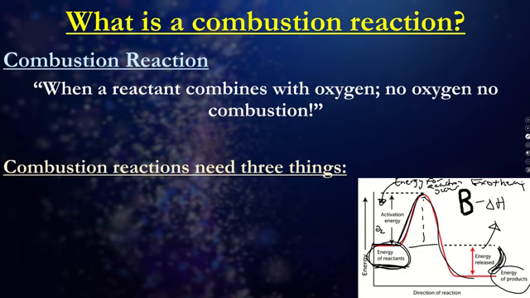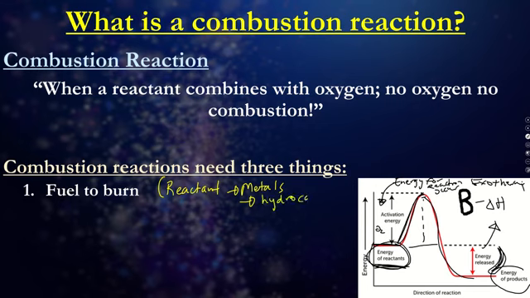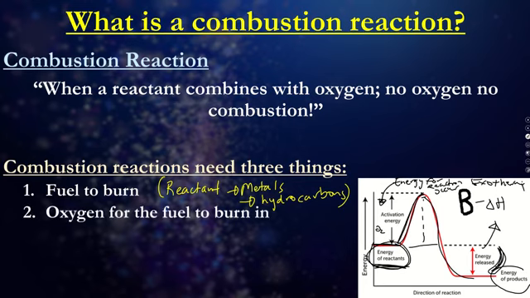So there are 3 things you need to know for a combustion reaction to occur. Firstly, you need some kind of starting ingredient, the fuel source to burn. So you need an appropriate reactant. In some cases, we have metals. In some cases, we have hydrocarbons. Hydrocarbons are basically fuel sources like petrol, and very complex hydrocarbons. Next we have oxygen for the fuel to burn in. So if there's oxygen, O2 gas, we can cause a combustion reaction.